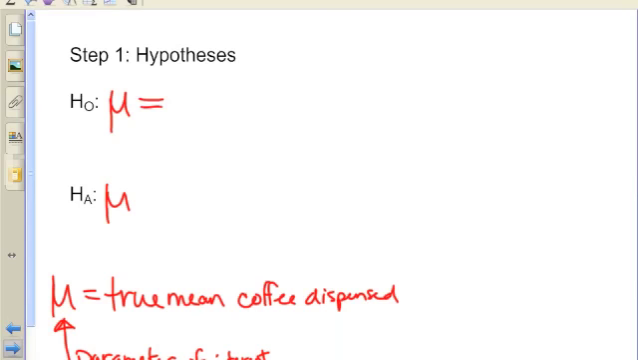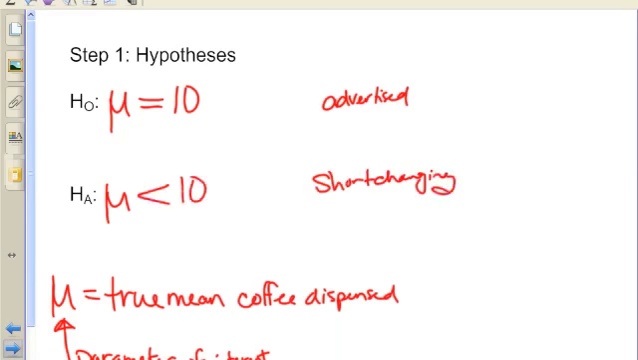All right, in the null hypothesis, our H0, that's the value that we think mu might be if status quo, if nothing weird is going on. And that would be 10. This is the advertised value. The alternative hypothesis is what we're trying to prove. Well, if the machine is shortchanging us, that means we're wondering if the mean is smaller than 10. All right, there's my 2 hypotheses.